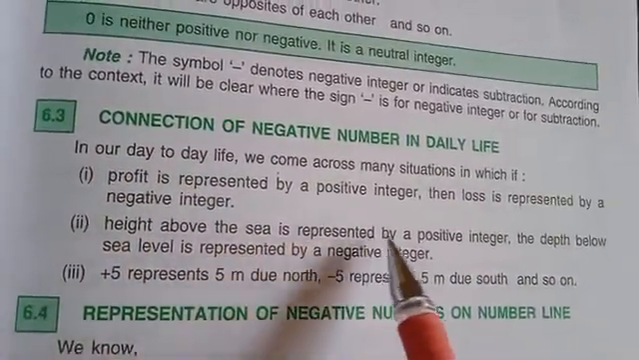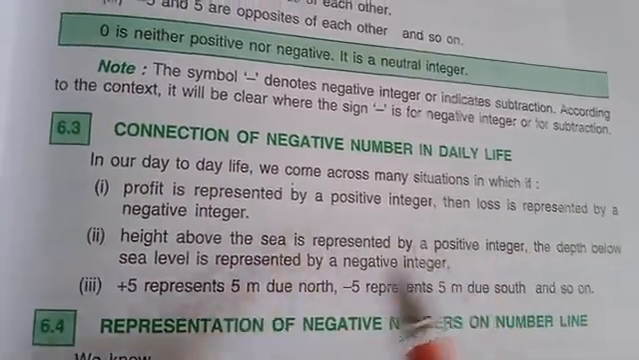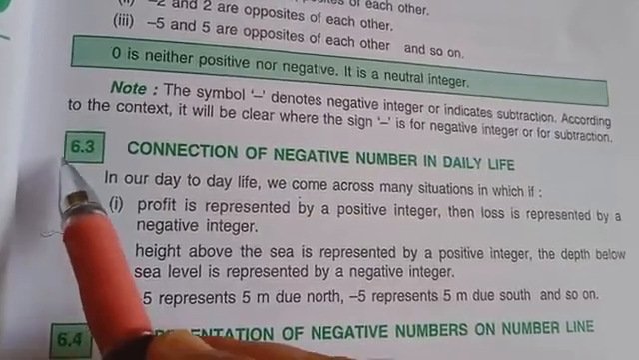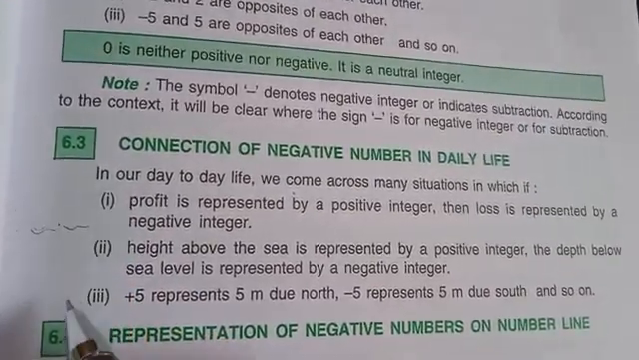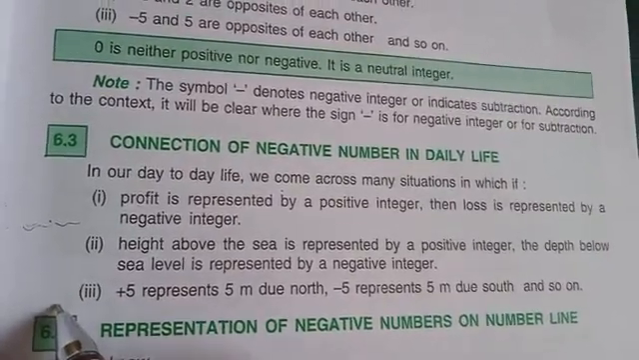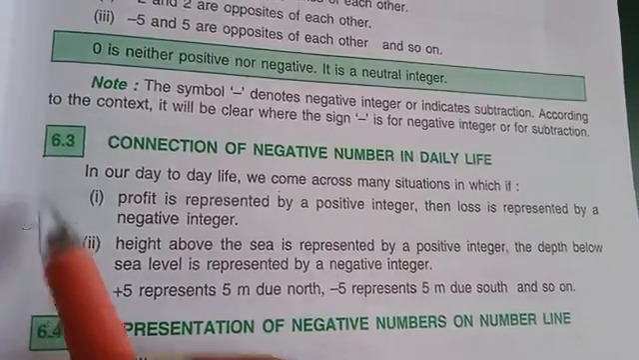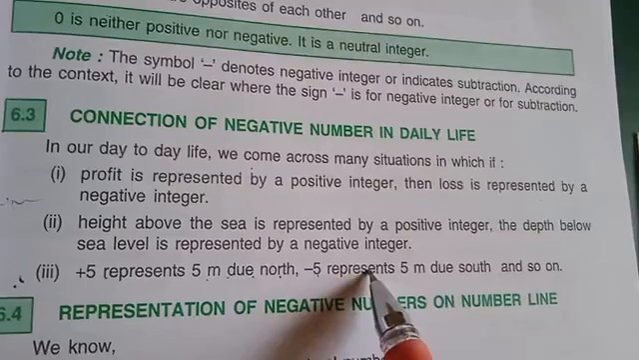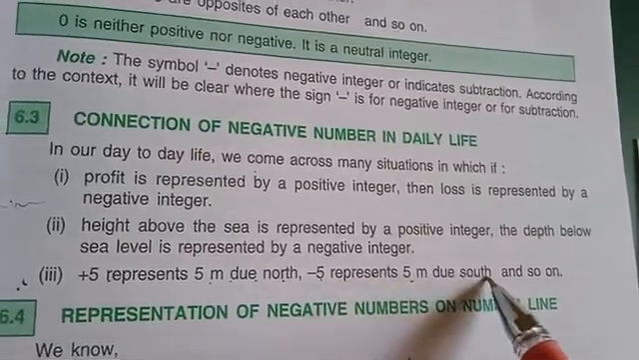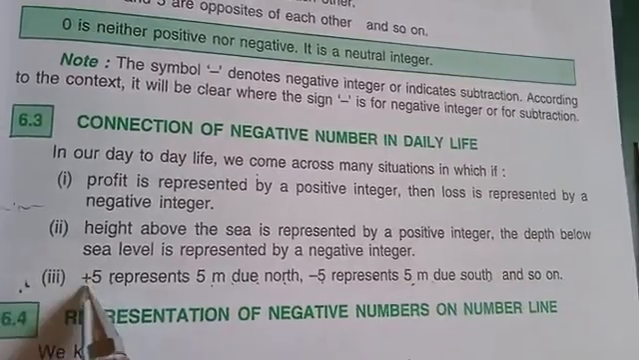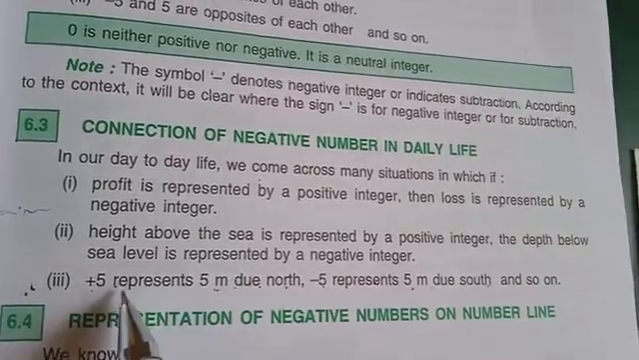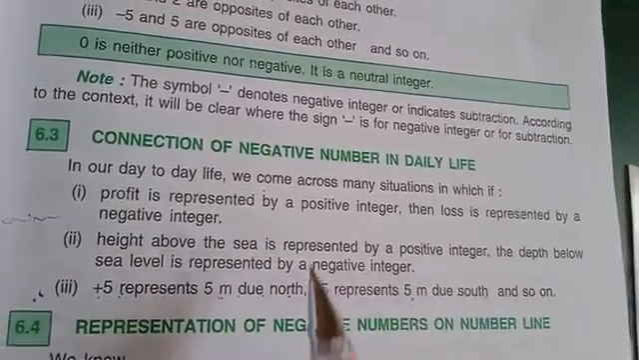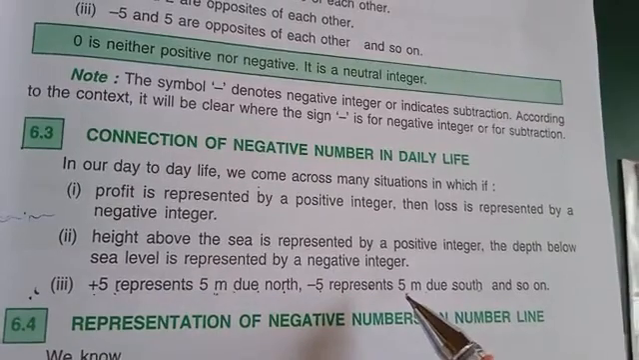Then height above the sea is represented by a positive integer. See, if this is the sea, its height is represented positively and its depth is represented by a negative integer. Okay, so if we go down, minus, if we go up, plus. Plus 5 represents 5 meters due north, and minus 5 represents 5 meters due south, and so on. So use of plus 5 and minus 5. Plus 5 north, minus 5 south.